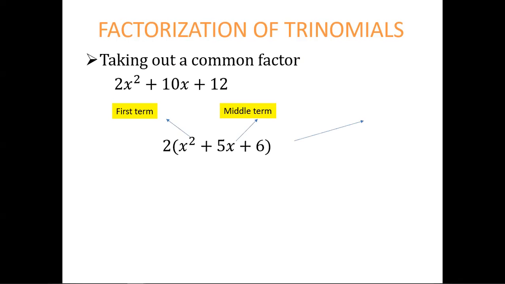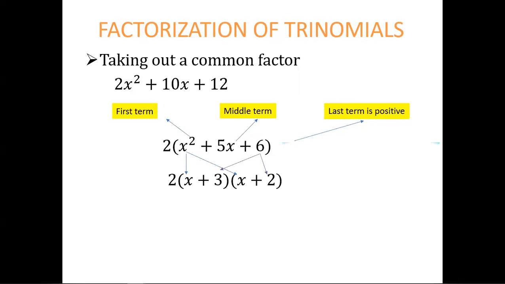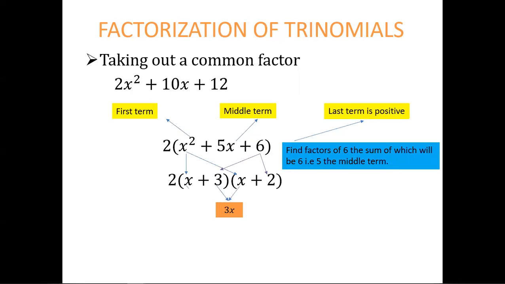When I multiply those two factors, they must give me 6. But when I add them, they must give me 5. What are they? It is simply 3 and 2. Note that both brackets will take the sign of the middle term, which is positive. To check if your answer is correct, you multiply the inner and the outer, and that will give you the middle term, which will give you what we have inside that bracket. Please note that you still write 2 outside because that 2 is a factor.